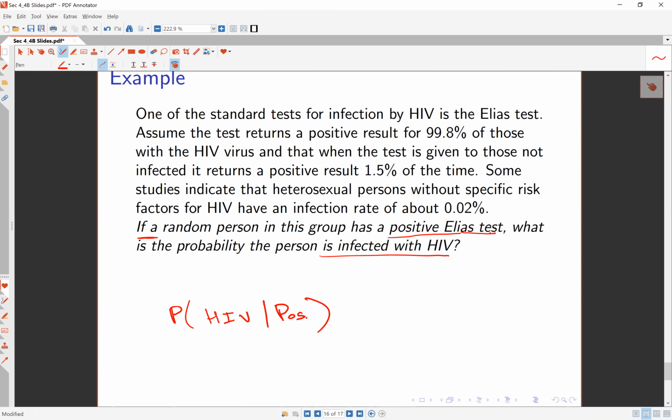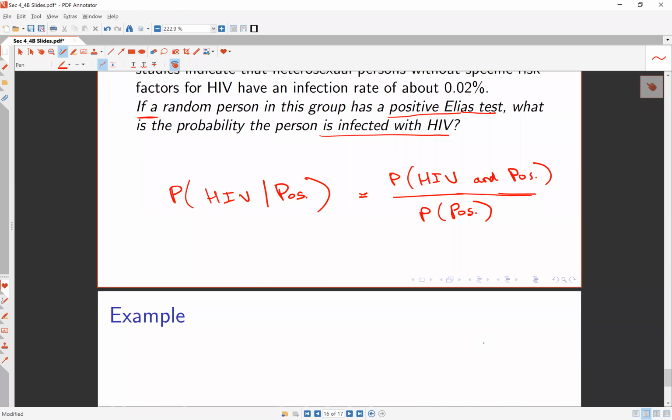But we have a definition for conditional probability, right? We can calculate it as the probability of being HIV positive and getting a positive test result, and divide that by the probability of a positive test result. And this last number we just calculated in the previous example, 0.0152 to 4 decimals.